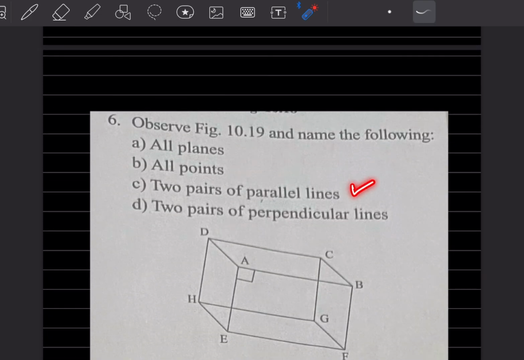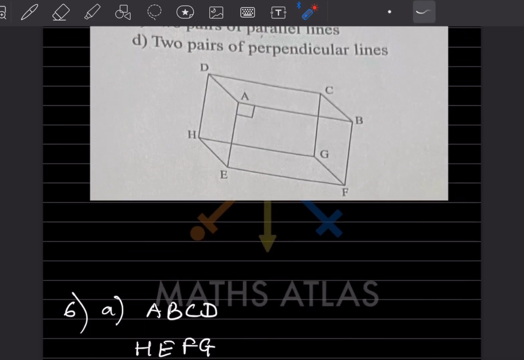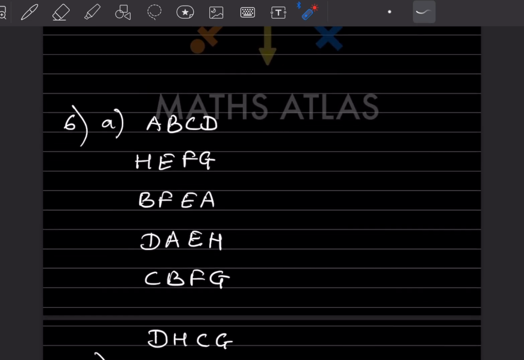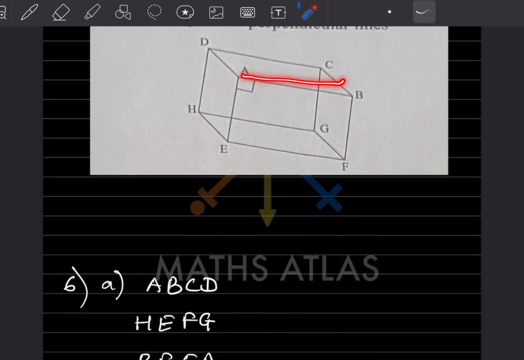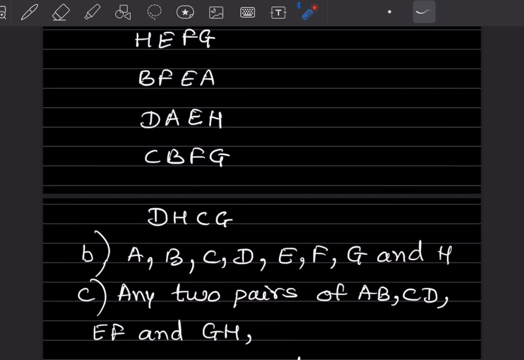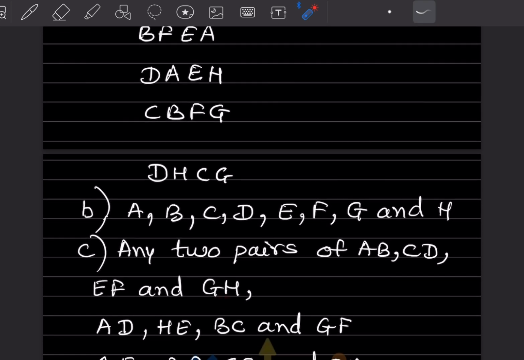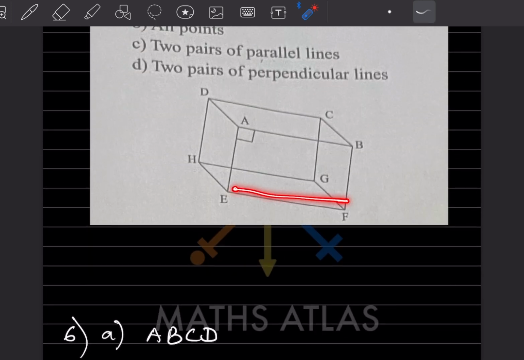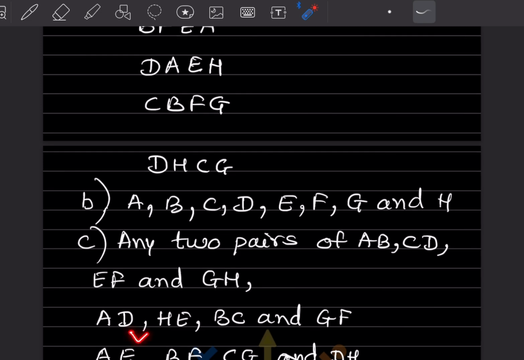Then two pairs of parallel lines. Parallel lines means lines that don't intersect each other. So which are the two parallel lines here? I need two pairs. This one will be AB and this one will be CD. Then EF and GH. So these are the parallel lines. Then AD, HE, BC, and GF. AE, BF, CG, and DH.